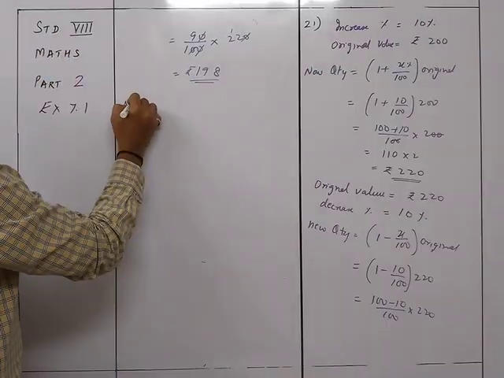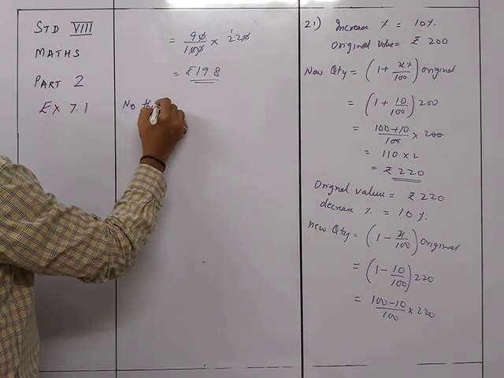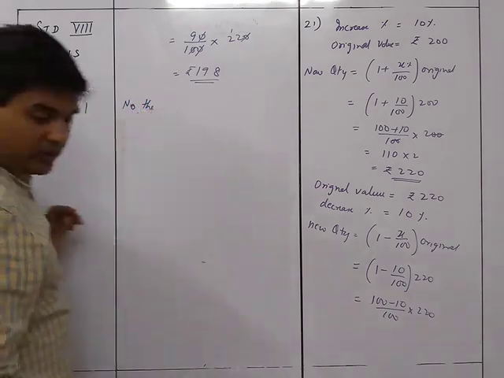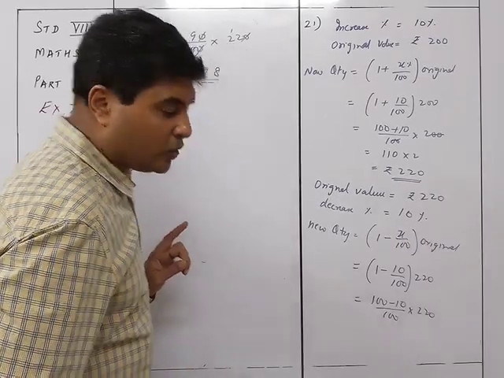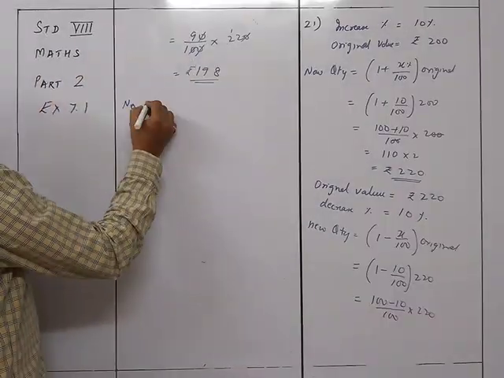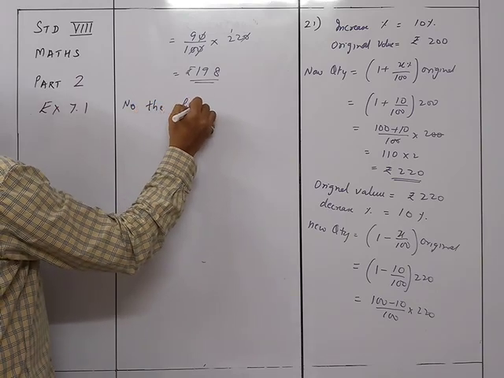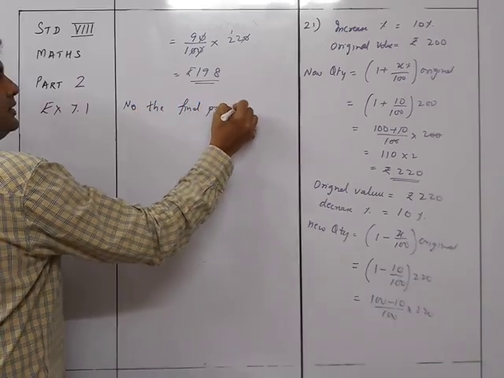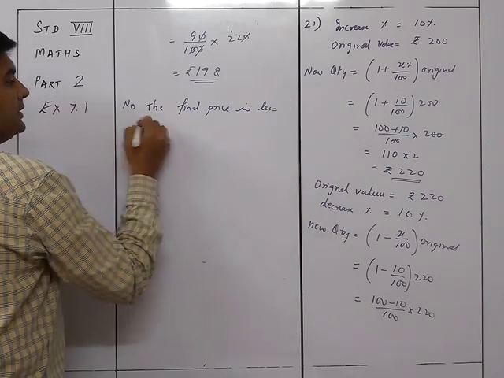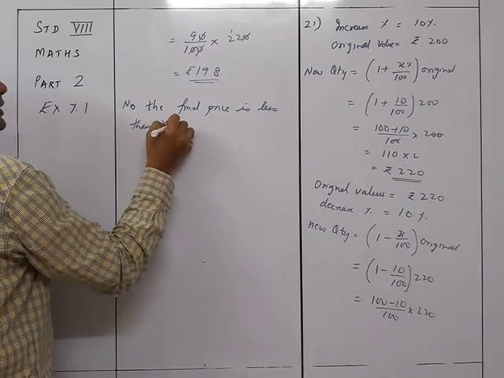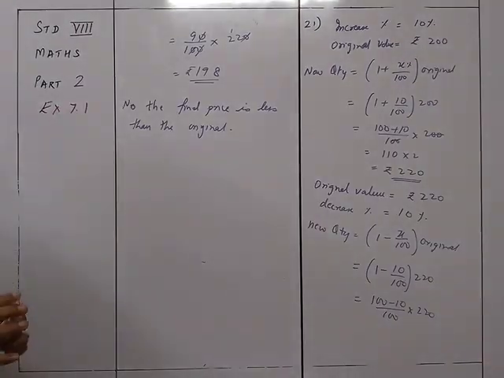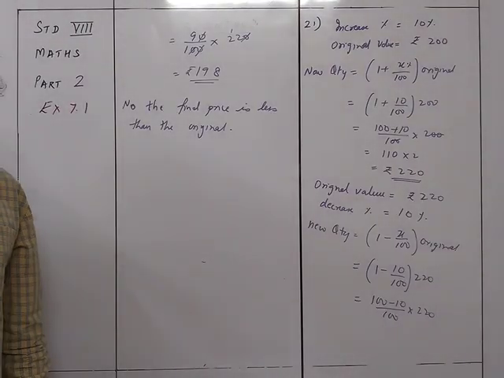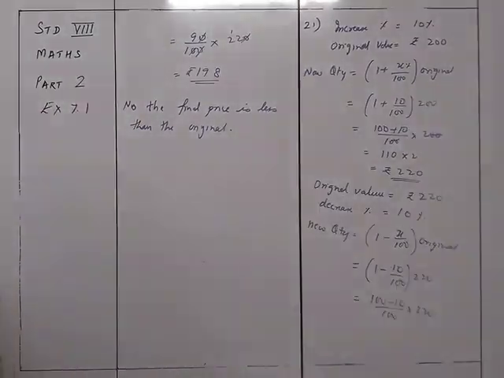So no, the two. So what is the question? Is the final price the same as the original? No. The final price is less than the original. Okay, so that will be the answer. Right? That was sum number 21.